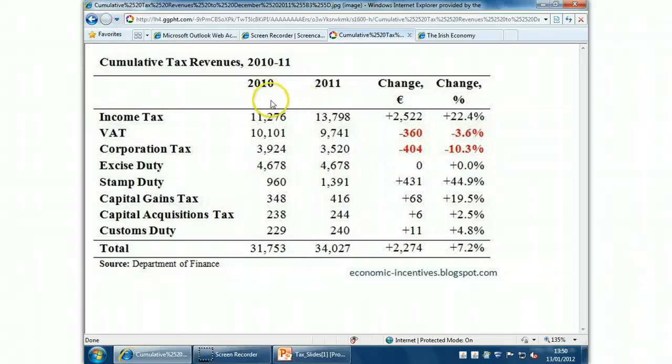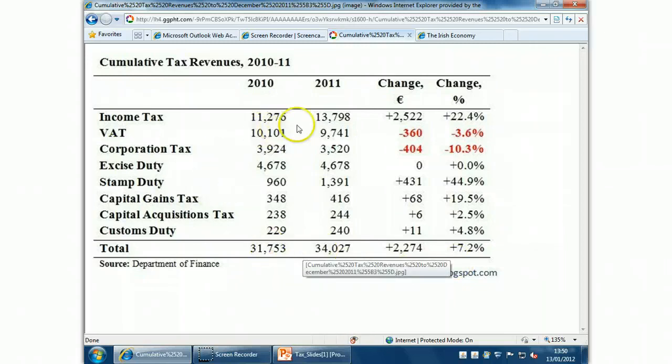So part of the reason for the huge increase of 22% in income tax isn't that we suddenly started earning more or paying much more income tax. It's just a reclassification from 11 billion close to 14 billion. So that explains most of the increase. So tax in Ireland in 2011 was largely flat. Might have been a slight uptick, but largely flat.